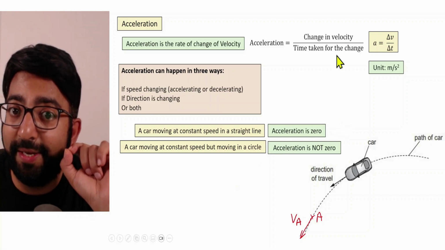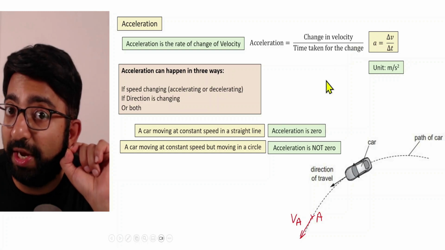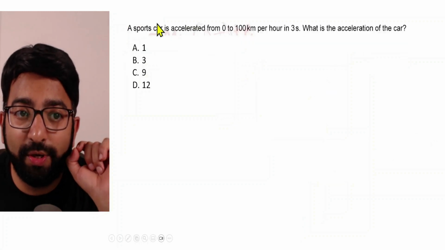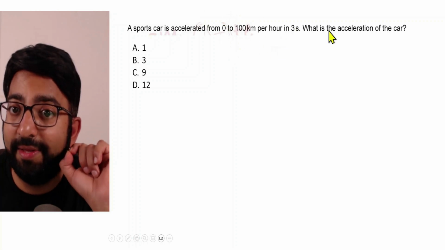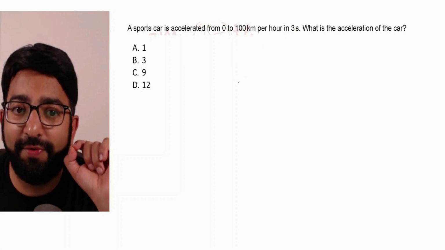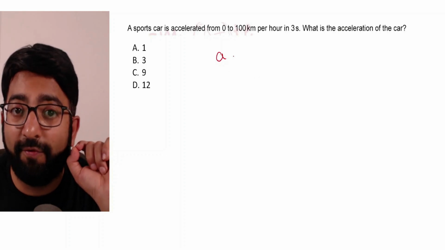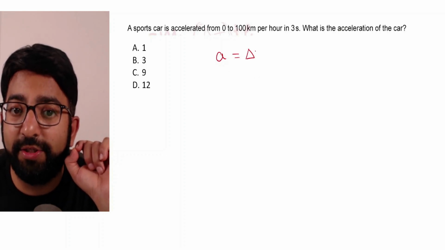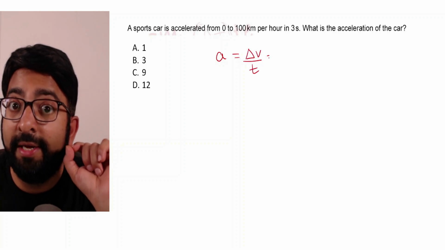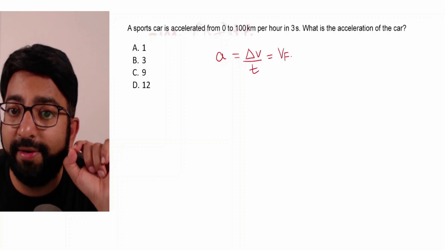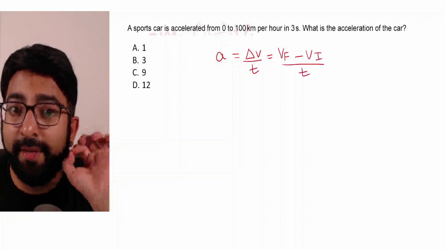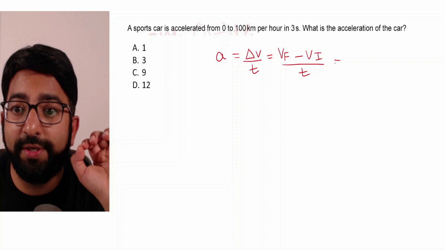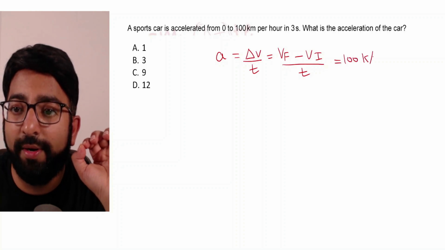Now, let's solve a question based on acceleration. Acceleration is change in velocity upon time. A sports car is accelerated from 0 to 100 kilometers per hour in 3 seconds. What is the acceleration of the car? So, we will start with the basic formula. Acceleration is the change in velocity divided by the time taken. Change in velocity is the final velocity minus the initial velocity. So in this case, the final velocity is 100 kilometers per hour, initial velocity is 0, and time is 3 seconds.